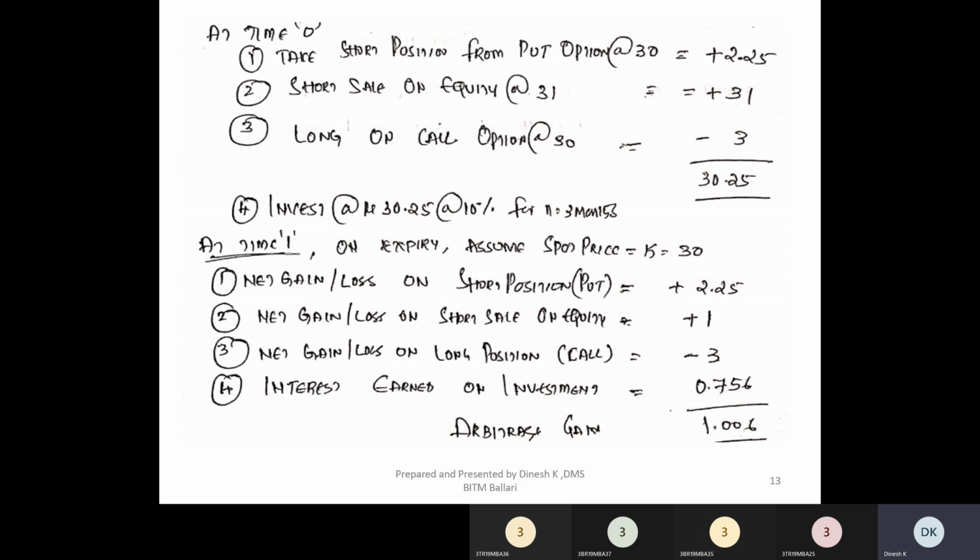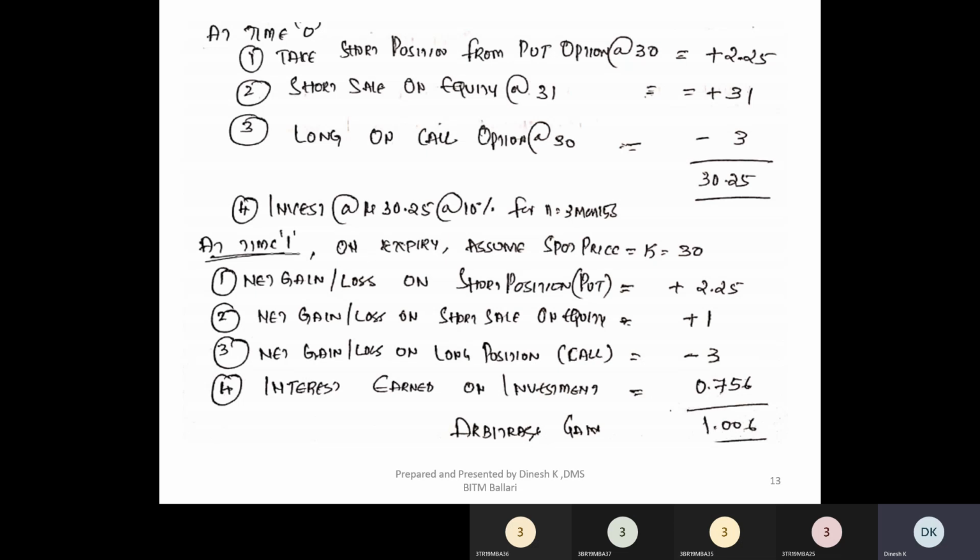Now go for the third position. In the third position, you are long on a call where you have the right to buy at rupees 30, for which you have paid a premium of rupees 3. The current market price is also 30. Whether you execute or withdraw doesn't make any difference, because the market price and the strike price are the same. So whether you execute or withdraw, you will have a loss of rupees 3, because you already paid it.